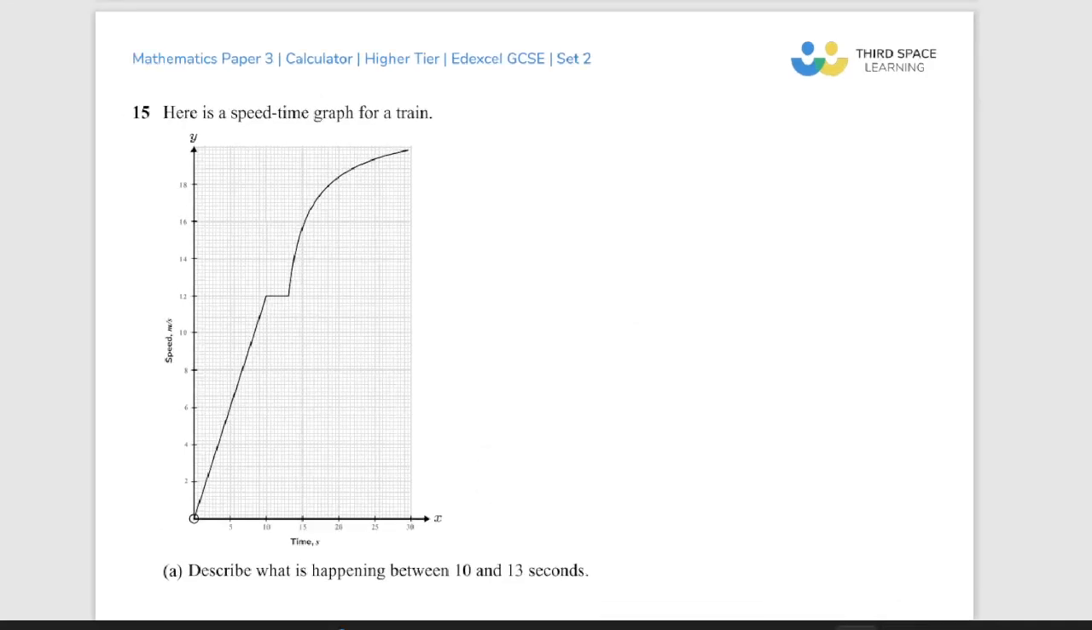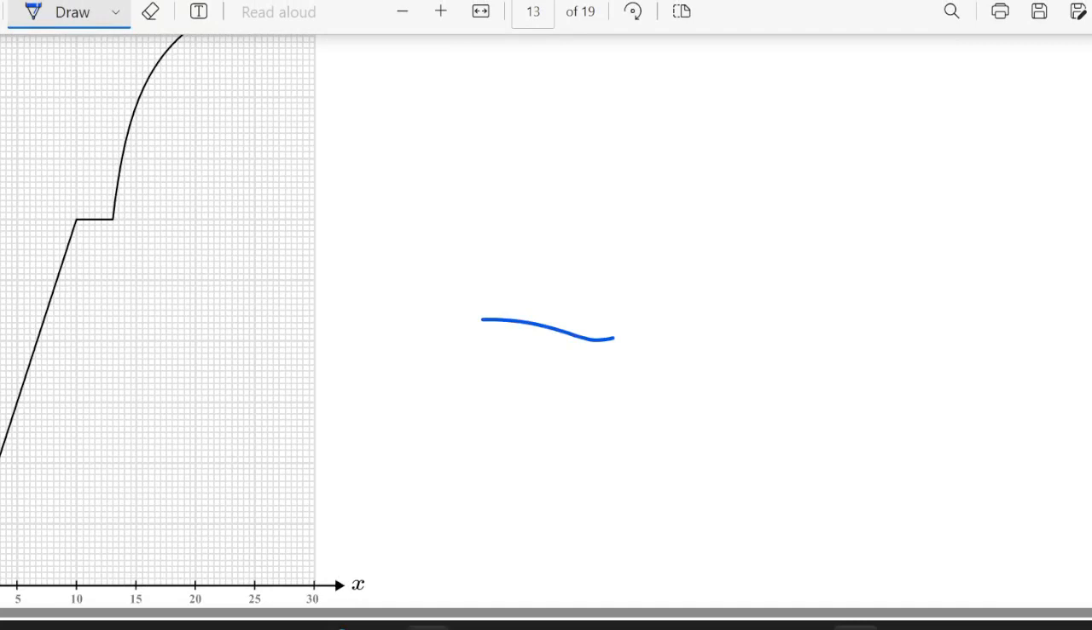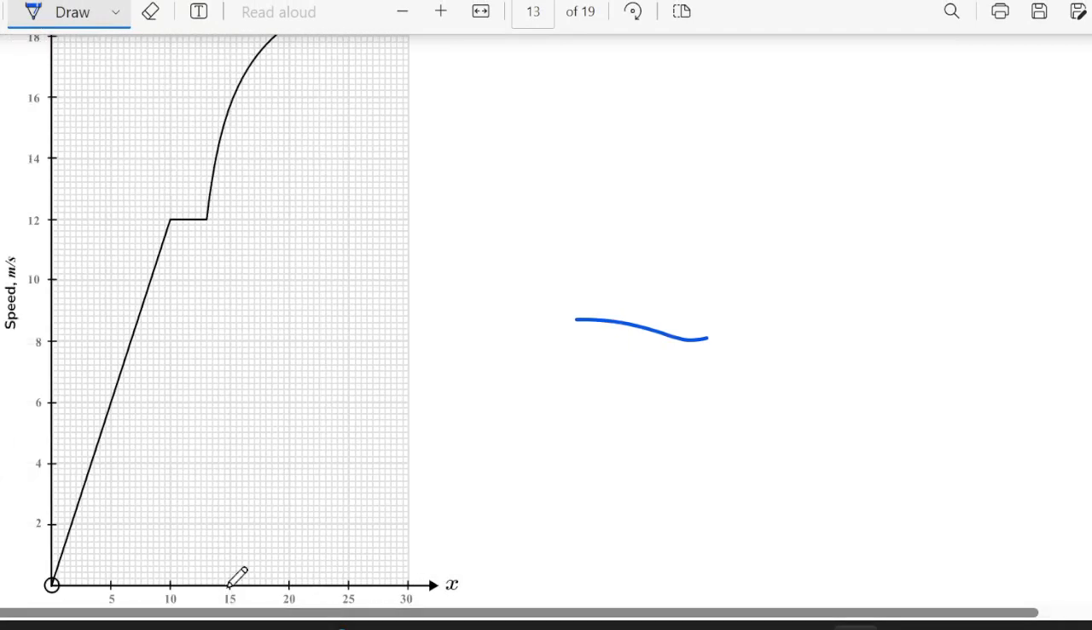Okay, question 15. Here is a speed time graph for a train. So let's zoom in a little bit on that. Looking at that, we've got what appears to be constant acceleration, constant speed, and then a decreasing acceleration.